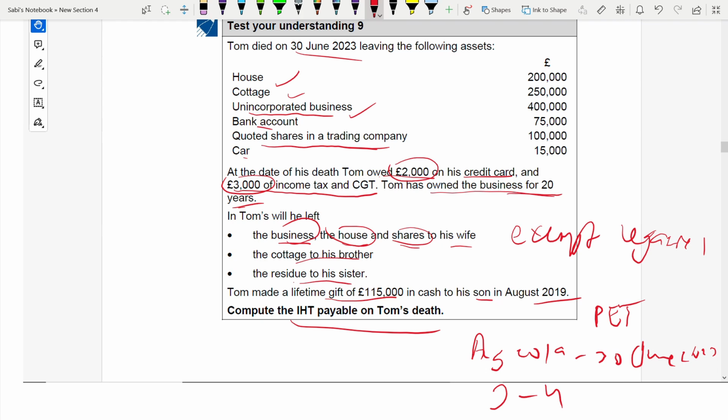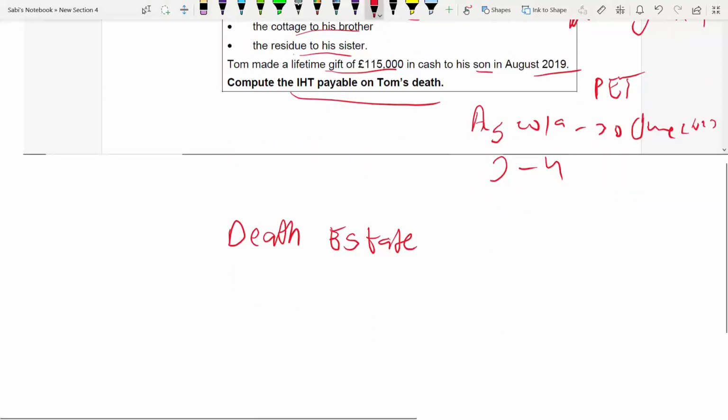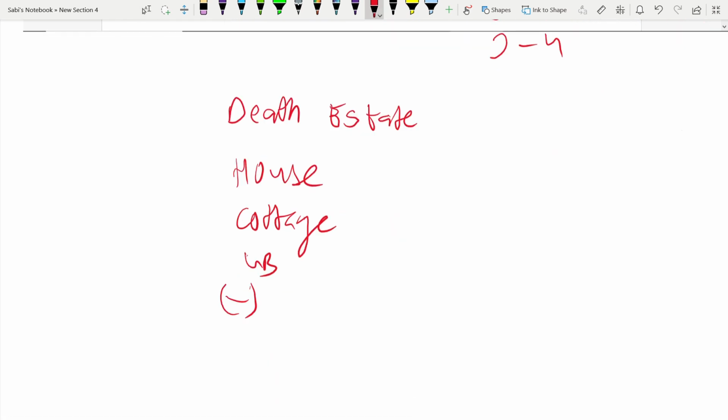So let's quickly calculate that. Just copy and paste the values from there: house, cottage, then the unincorporated business. From the unincorporated business, deduct BPR. What you are deducting, you have to write. If it's BPR, write BPR. If it's APR, write APR, whatever it is. And always write the percentage. It's very important: 100%, because it could be 50% also.